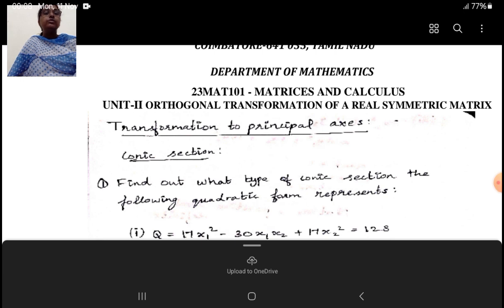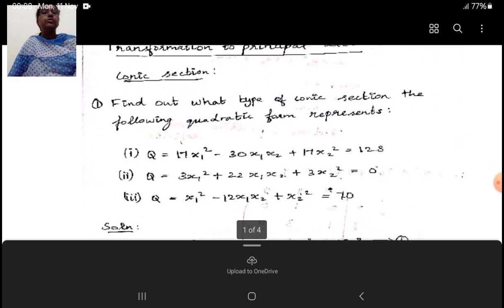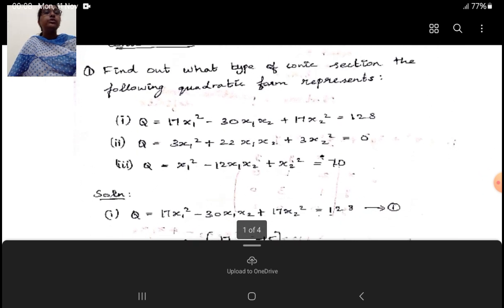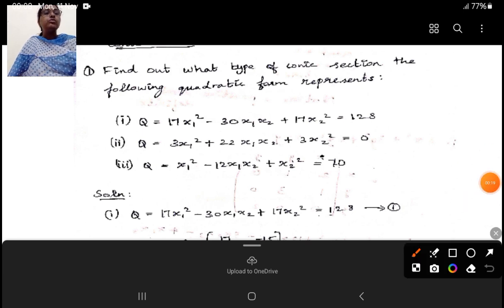Today we are going to discuss transformation to principal axis, a conic section, and find out what type of conic section the following quadratic form represents. The quadratic form and the corresponding values are given. The first sum value is 128, the second sum value is 0, and the third sum value is 70. For this calculation we move on to the sum.